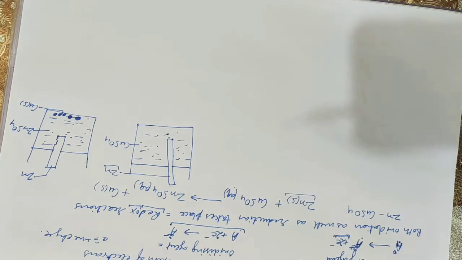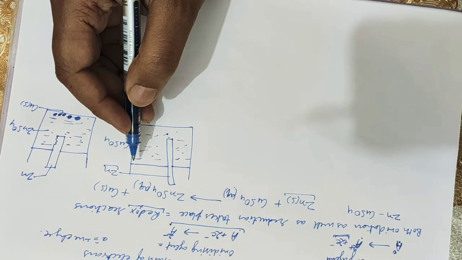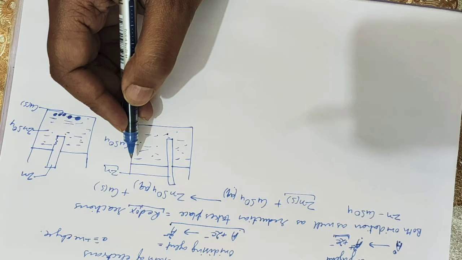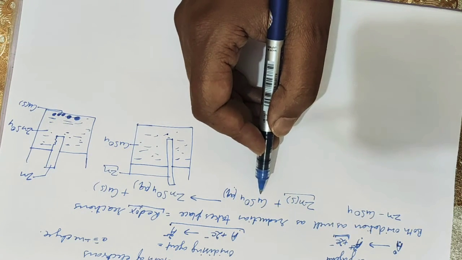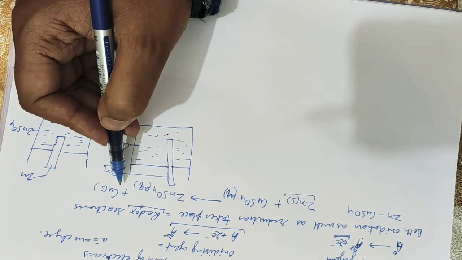So when a strip of zinc metal is dipped in the solution of copper sulfate, it is found that the blue color of the solution slowly fades away and the solution becomes warm. This reaction takes place as zinc solid converts into zinc sulfate, and copper sulfate aqueous converts into copper solid.